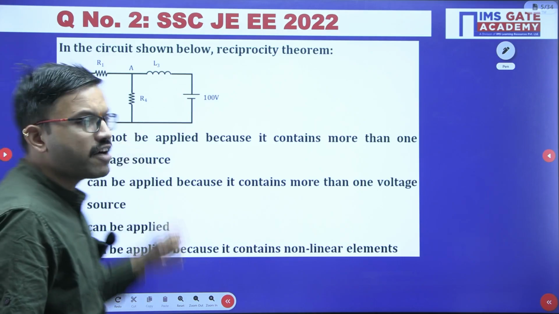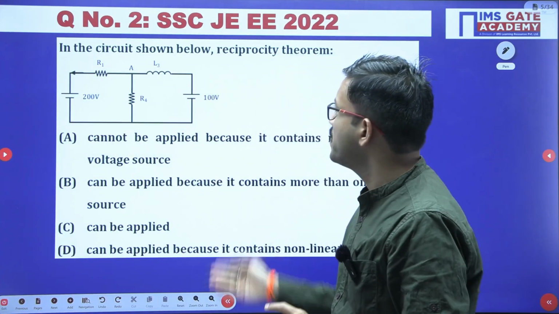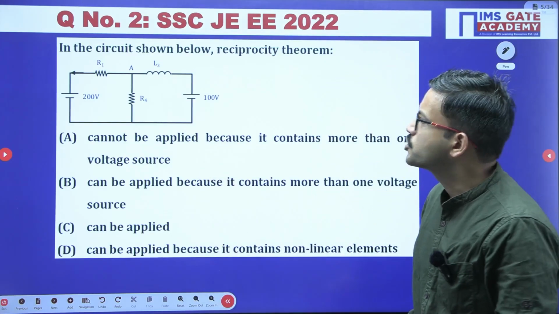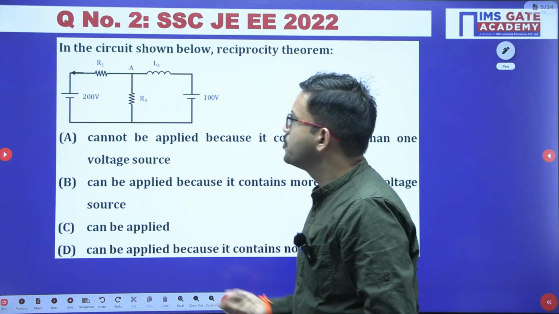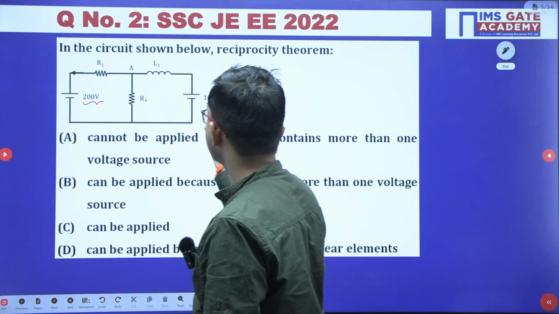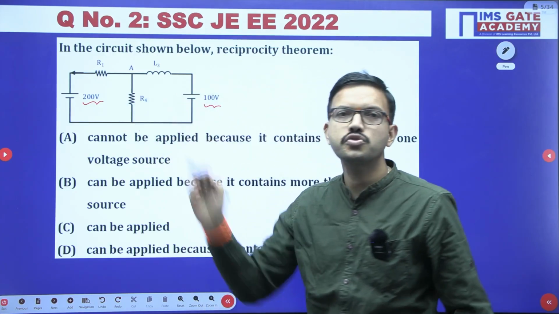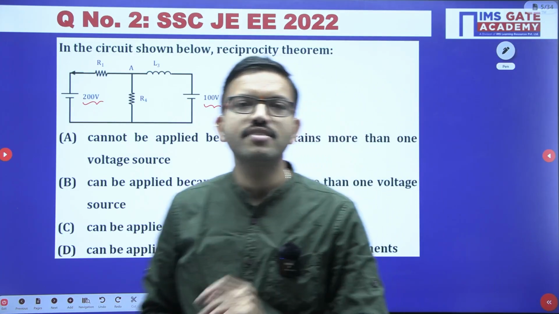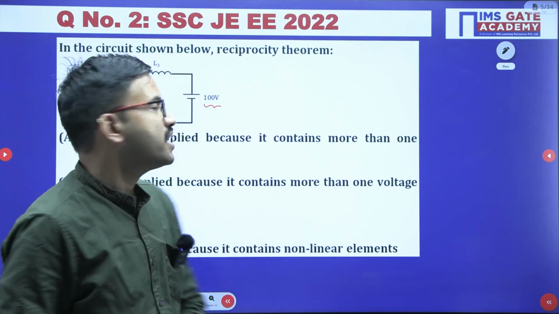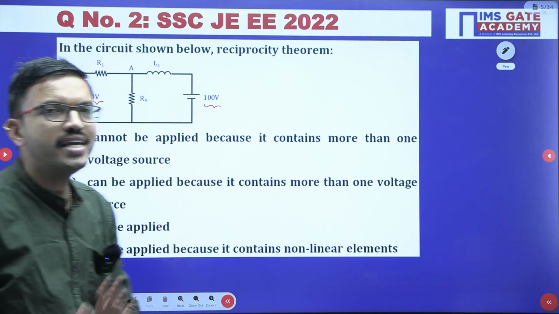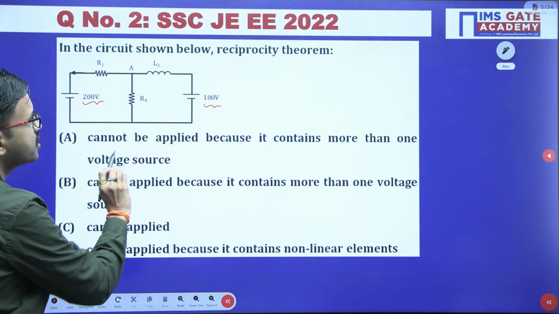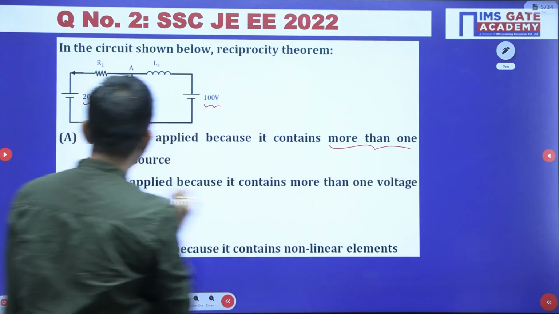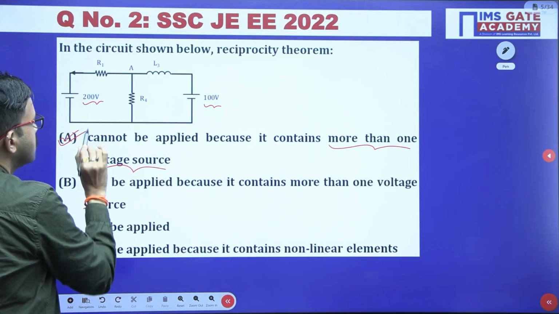Next one, you are having the circuit diagram, and this question is also based on reciprocity theorem. You are having 4 choices, you have to choose the correct one. In this circuit, just observe, a 200 volt source is there and then a 100 volt source is there. That means 2 sources are present in the given circuit. We can apply the reciprocity theorem only when one source is present in the given circuit. But here you are having 2 sources, so we cannot apply the reciprocity theorem. Reciprocity theorem cannot be applied because it contains more than one voltage source. So option A is the correct one.